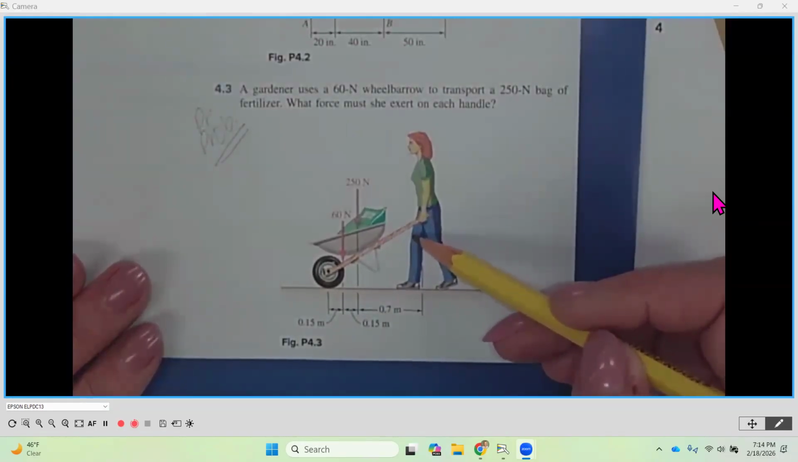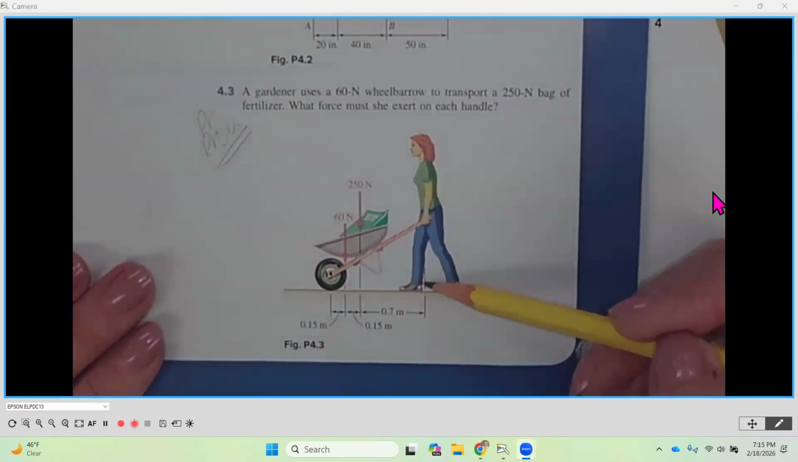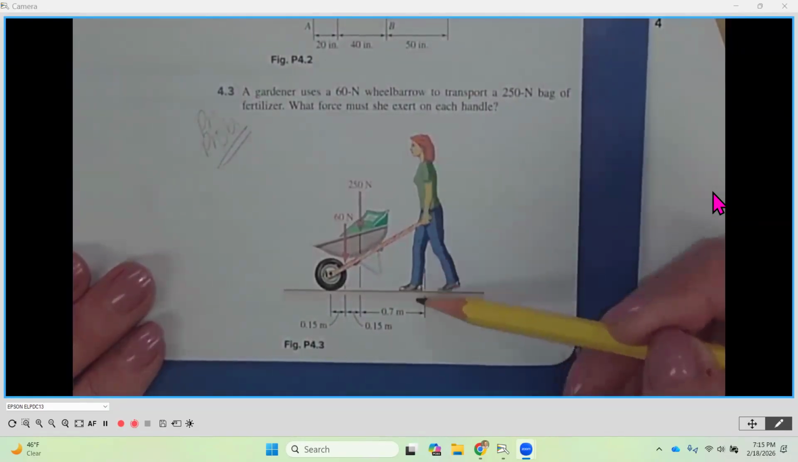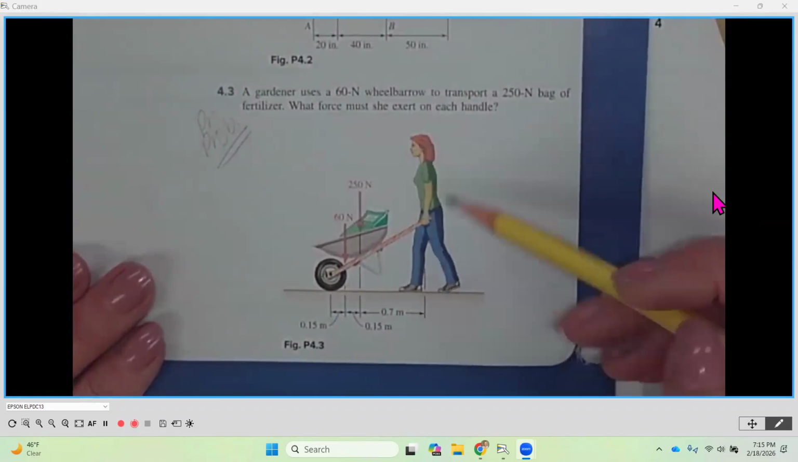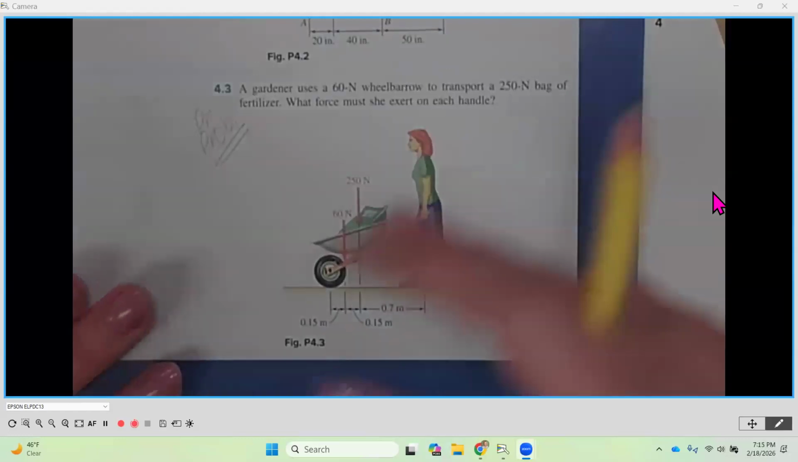We are going to draw our free body diagram as a straight line again, starting at A and going all the way to her hands. Now remember, per the principle of transmissibility, whether the force is up here or down here, it's going to be along its line of action. So we can show this just as a straight line.